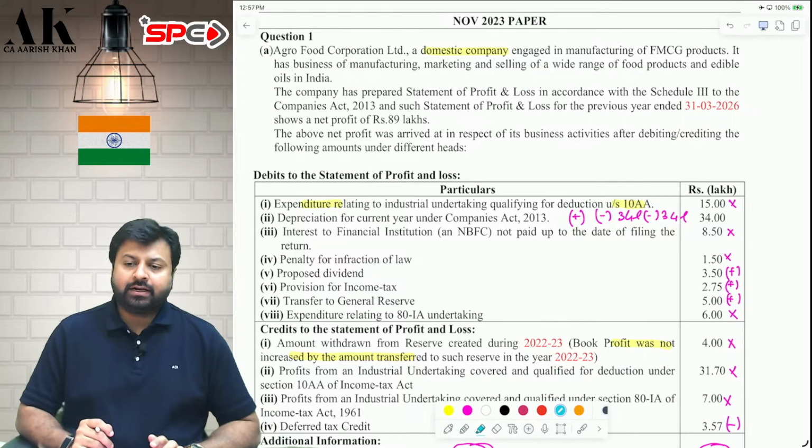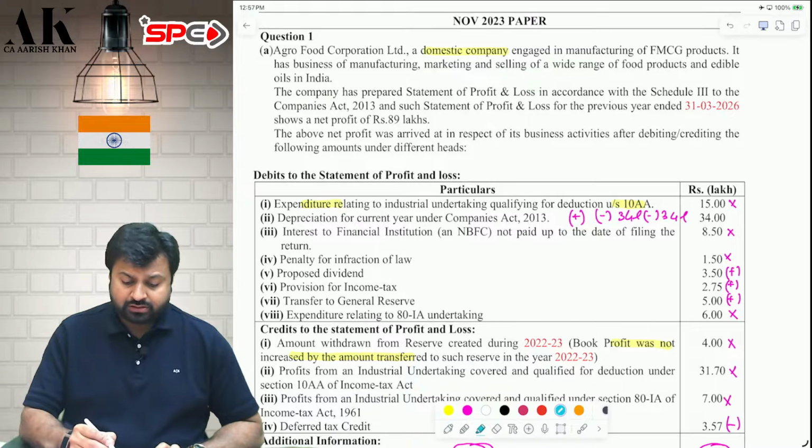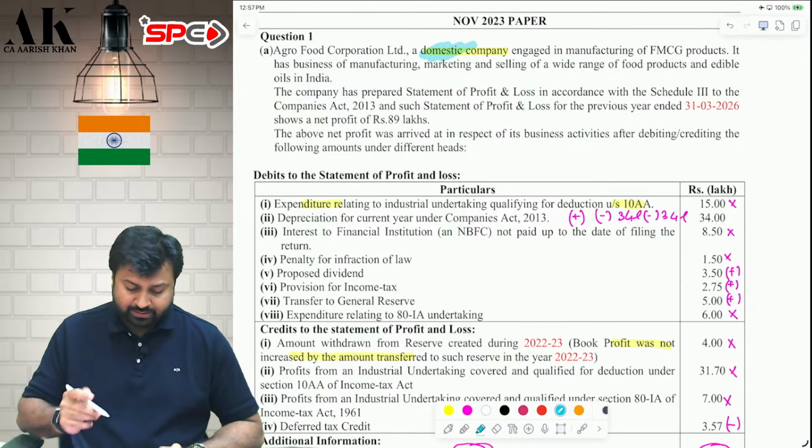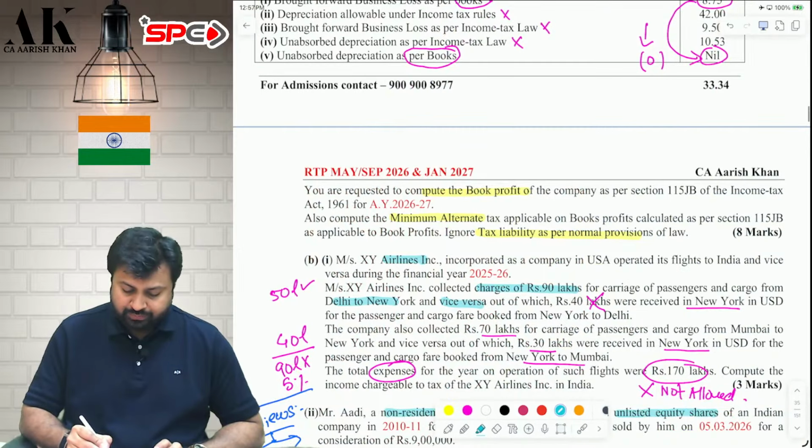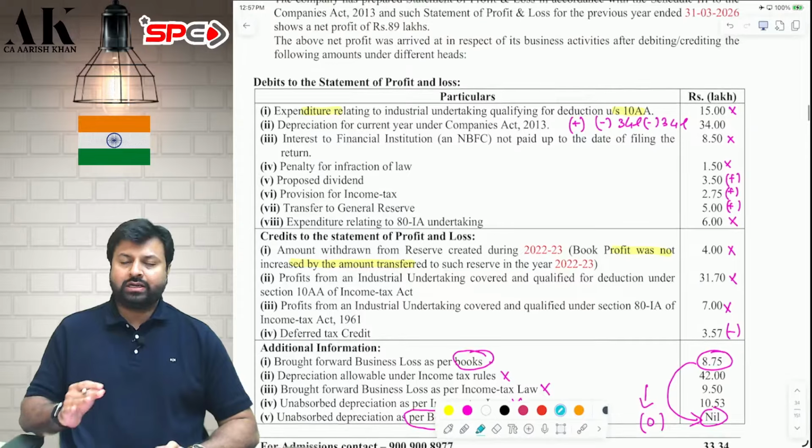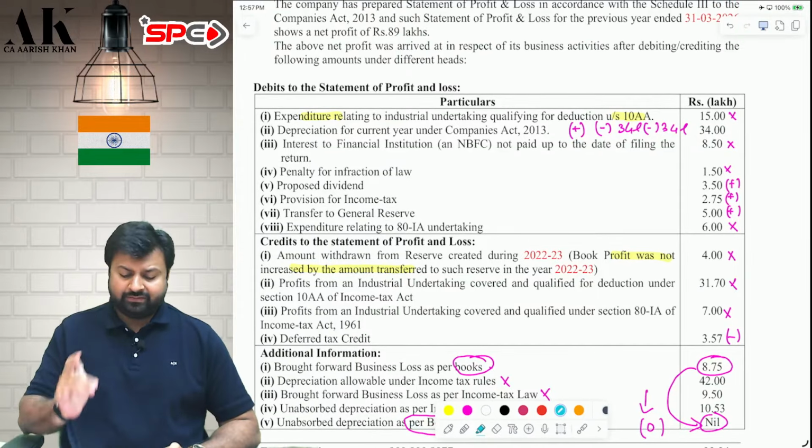Let's move on to the next paper, that is the November 2023 paper. The very first question is of a domestic company. We are supposed to compute what? We are supposed to compute the book profit and the minimum alternate tax. Ignore the provisions of normal tax. Okay, just book profit and MAT we are supposed to compute.